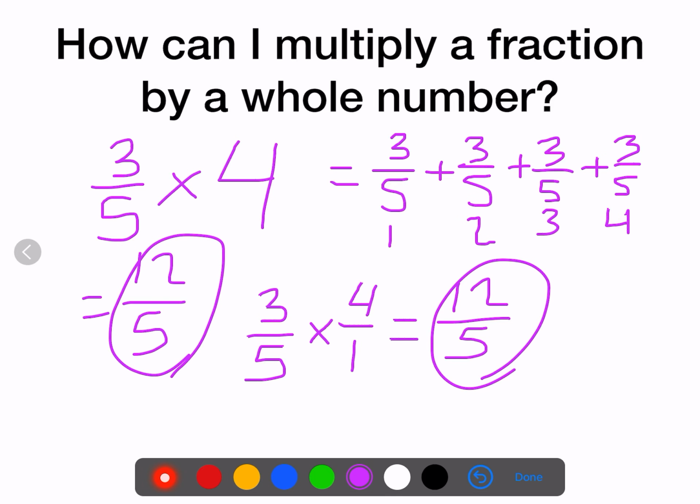So those are the two ways that you can multiply a fraction by a whole number. You can add the fraction together multiple times to do that repeated addition, or you can multiply just the numerator by the whole number, and either of those would be a way to multiply a fraction by a whole number.